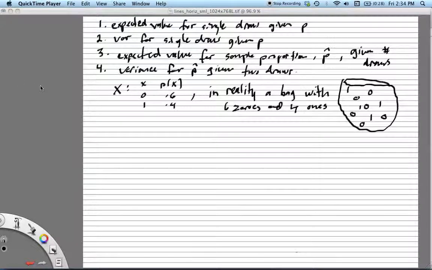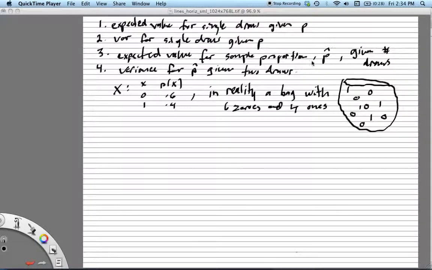Alright, we're going to give this a go. There's a number of things I want to show in this video. How to determine the expected value for a single draw given some kind of population proportion, how to derive the variance for that same random variable, and then looking at statistics that you would get from sampling a number of times from the random variable.